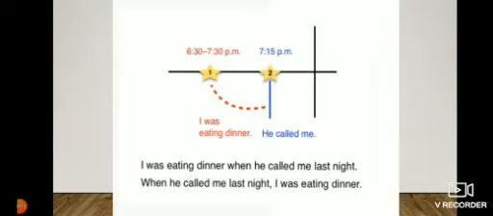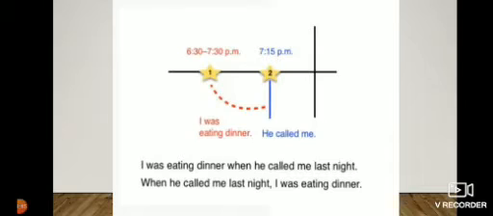Alright, with this time graph, I can show you the sentence: I was eating dinner when he called me last night. He called me at 7:15, and I was having dinner from 6:30 to 7:30. So that was happening at that time. The simple past, he called me, was specific. When he called me last night, I was having dinner.